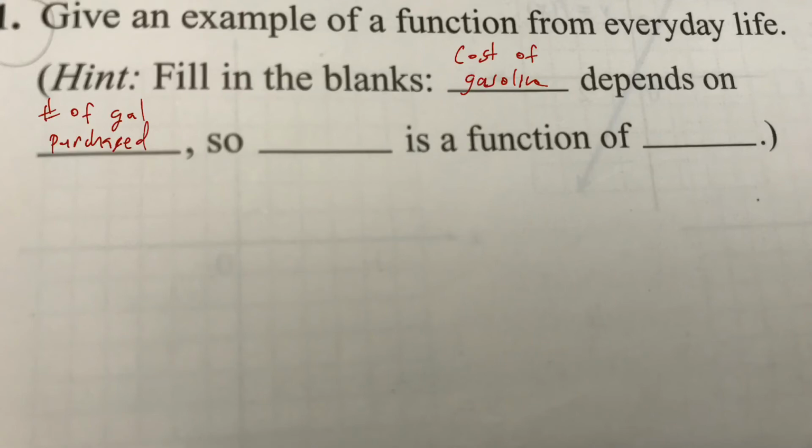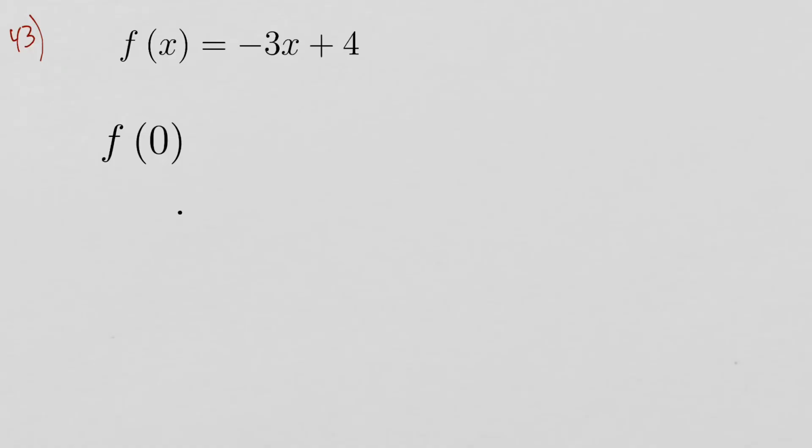So we could say the cost is a function of the number of gallons. Okay, f of x is -3x plus 4. So f of 0 is -3 times 0 plus 4, which is simply 4. So f of 0 is 4.